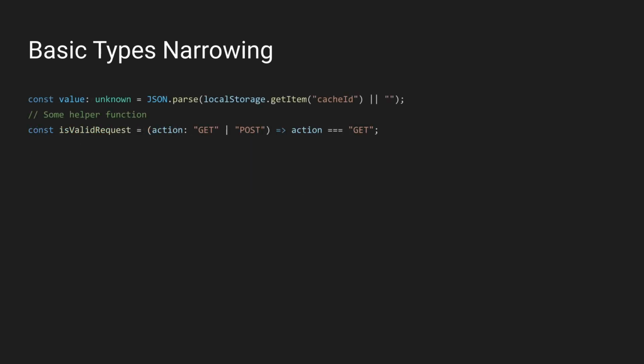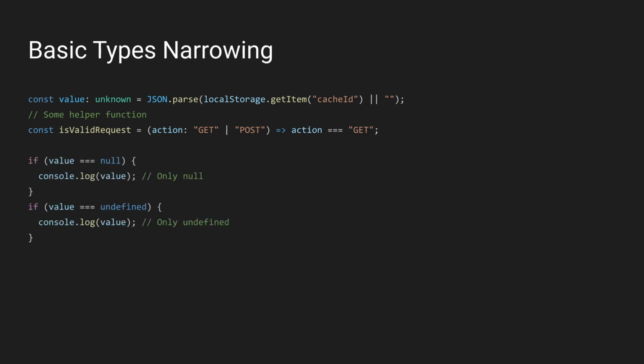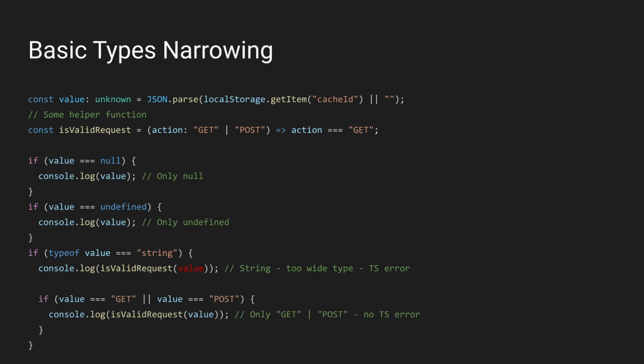Using strict equality helps in checking for specific values. This is useful for detecting specific values within a union type, as well as null and undefined. On the screen, you can see how we can detect null or undefined. Strict equality will also help when we want to check for a specific value. For example, here we have a function that can only accept two specific strings. After the check, we can safely execute the function.